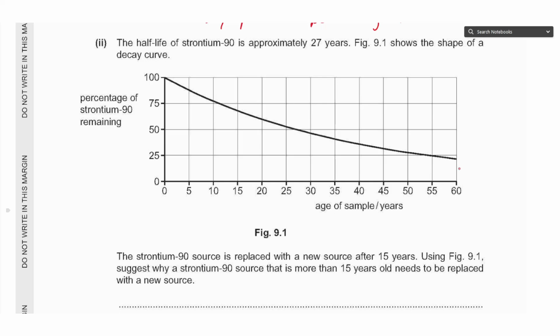Figure 9.1 shows the shape of a decay curve. The strontium-90 source is replaced with a new source after 15 years. Using figure 9.1, suggest why a strontium-90 source that is more than 15 years old needs to be replaced with a new source. So if we go to 15 here, the radiation is less than 3/4 of its initial value. So that could cause a misconception of the thickness of the metal sheet.